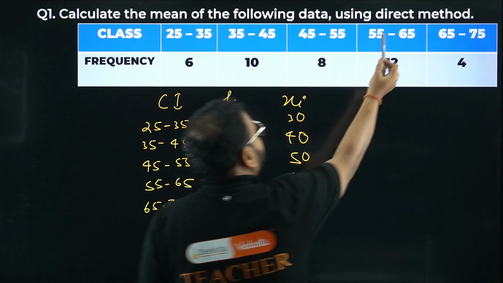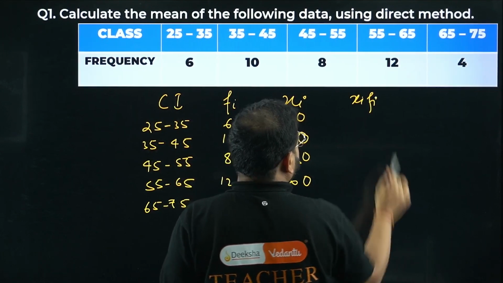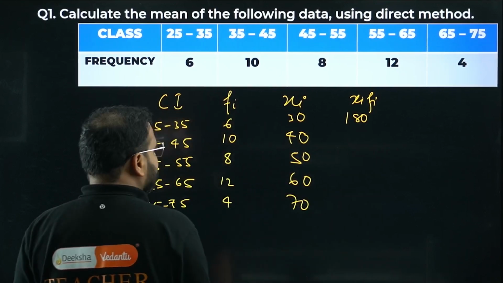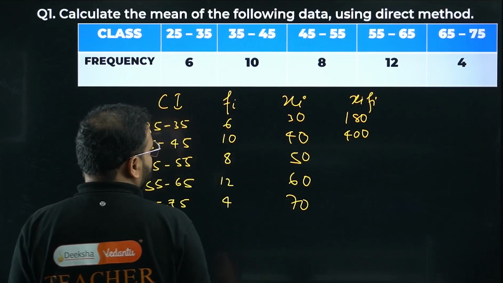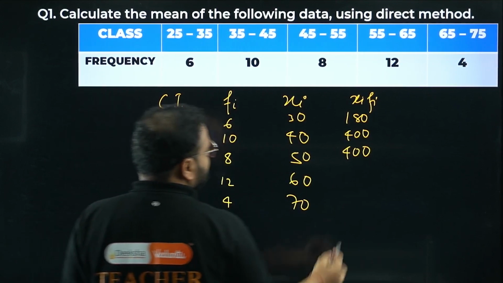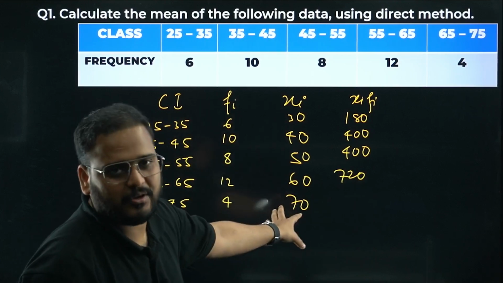Which method are we looking for? The direct method. What do we have to find out? xi fi or fi xi. Let's multiply them. 6 into 3 is 180. 10 into 4, so 400. What about this? 8 into 5, again 400. 12 into 6, 720. I hope you are sure with the calculation. If you are not, do the calculation.